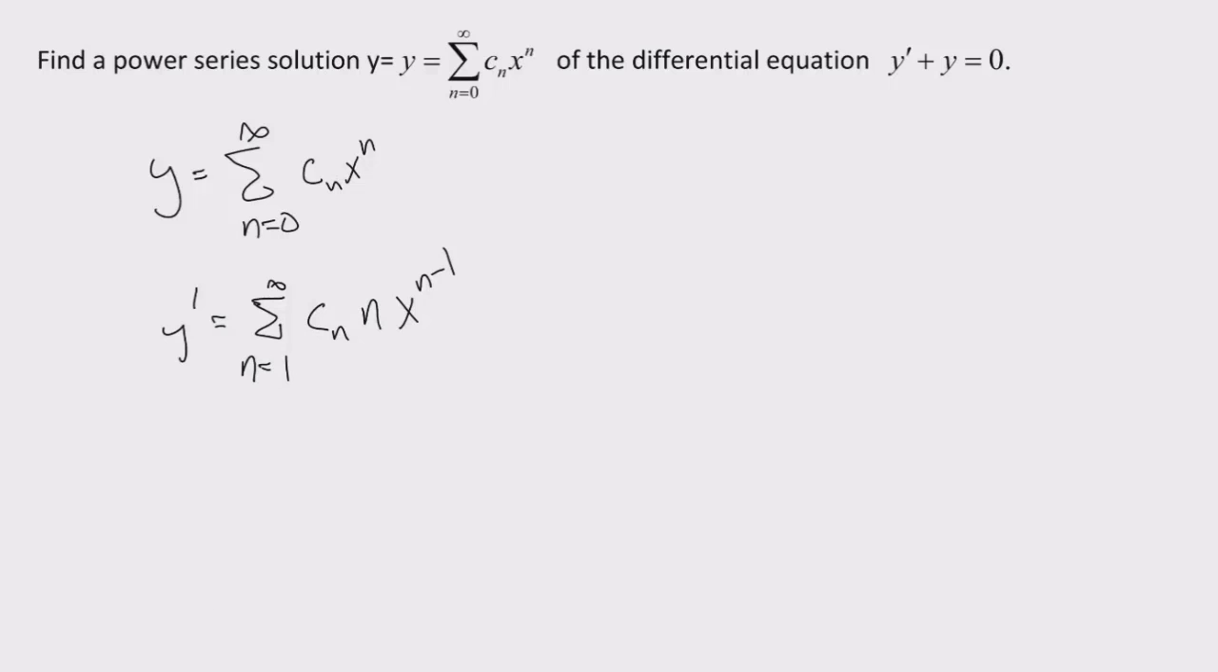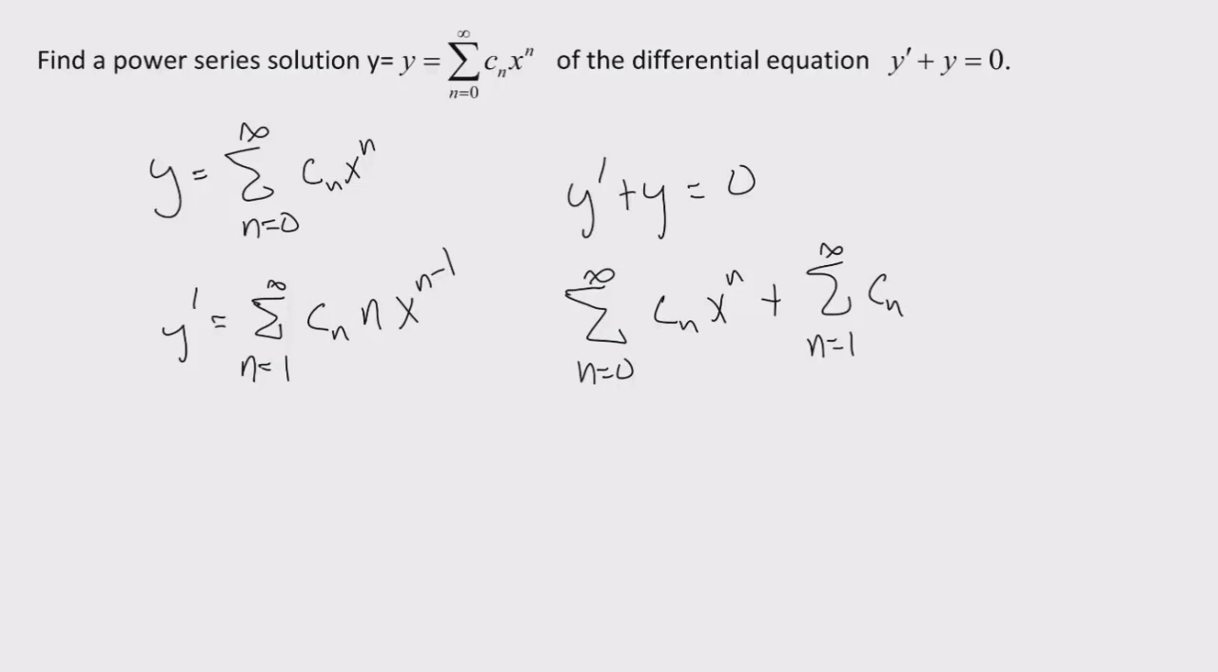And then let's put them together. So in that differential equation we have y prime plus y. So that would be the summation n equals 0 to infinity of c sub n x to the n, plus the summation n equals 1 to infinity of c sub n times n times x to the n minus 1. And hopefully this looks a little familiar. What do we do next?